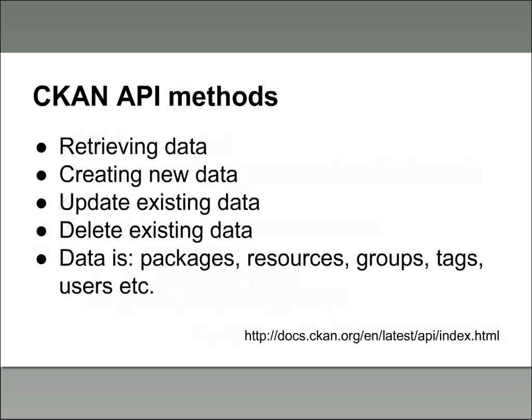The methods supported by the API are basically retrieving data, creating new data, updating data, and deleting data, and the data can be packages, resources, groups, tags, users, organizations, basically everything. You can even follow another user using the API, because when you're accessing the API, you use your public API key.